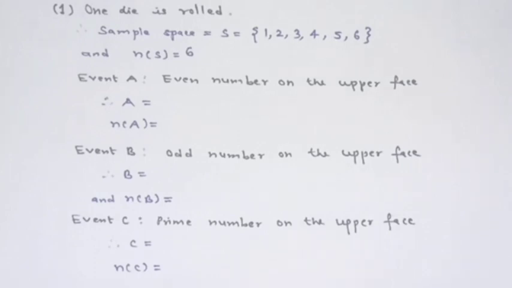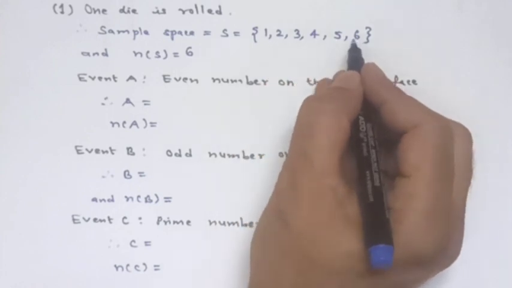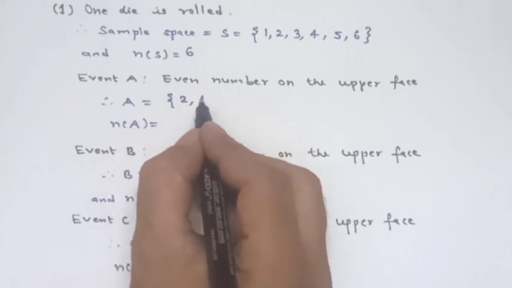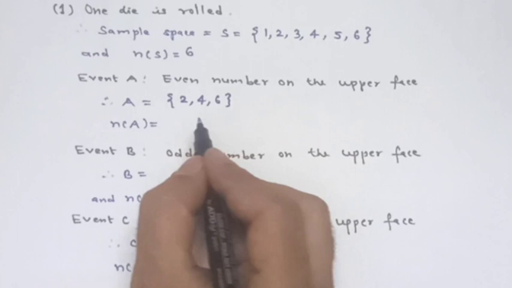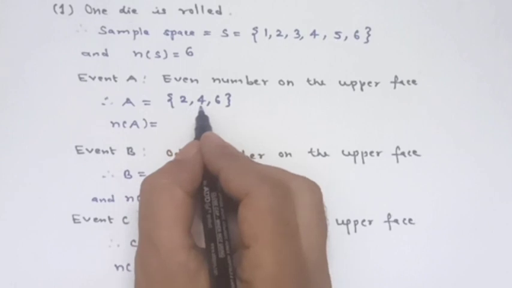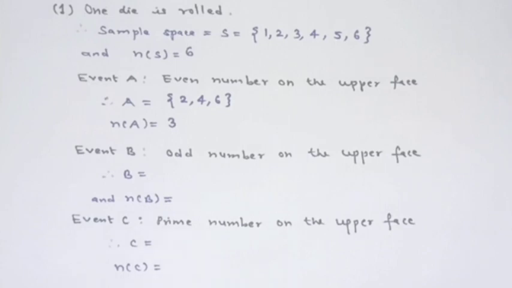Even numbers are divisible by 2. So you will be getting 2, 4 and 6. So please write down here A is equal to {2, 4, 6} in the set form. And when you count the number of elements, 1, 2, 3, you get 3. So NA is equal to 3. It's very simple. Actually all the problems of chapter probability are very simple and you can do it. I recommend you to solve all the problems which appear in your question paper.